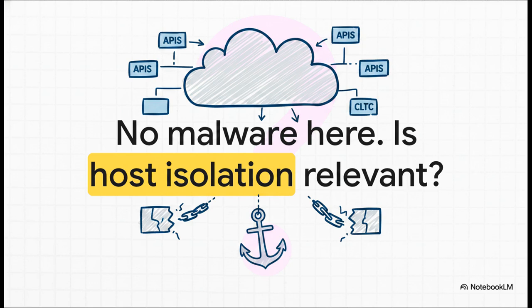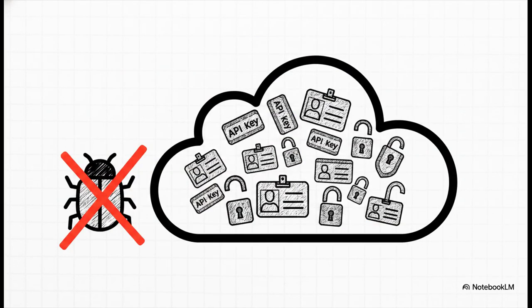Notice what's totally missing here. There is no malware. There's no malicious executable for you to quarantine. So, is host isolation even relevant in this case? How do you contain an attack that exists purely in the cloud via API calls? And what is your anchor event? Consider this environment very carefully.